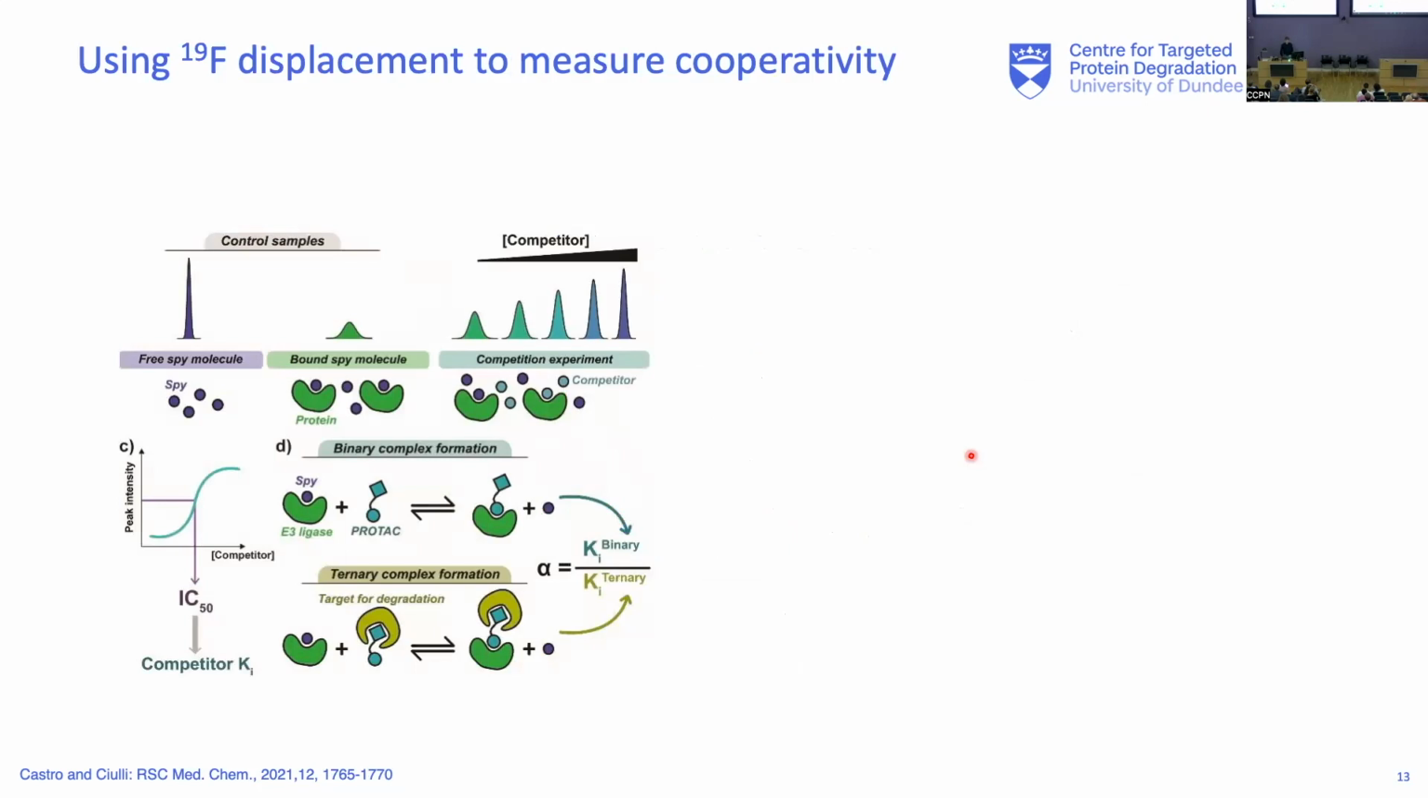So the main factor we're interested in here is cooperativity. Do we form favorable protein-protein interactions between the two proteins? The number we usually use in the field to describe that is this alpha value, which is just the binary dissociation, or in this case, inhibition coefficient between the E3 ligase and the SPI, and the ternary, between E3 ligase and SPI in the presence of the third interaction partner.